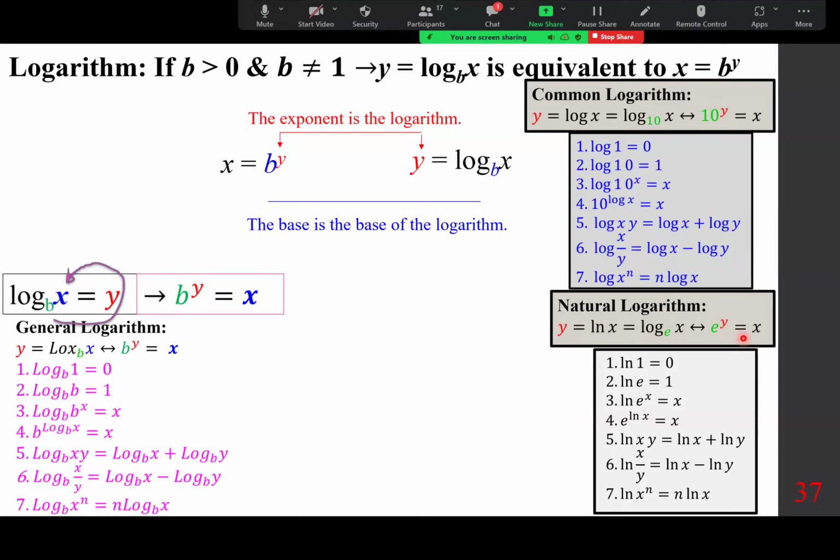Here are the properties: ln 1 is equal to 0, and the rest of them, just as an example again. Log b base b, when we go with natural log, the base is e, so ln e is equal to 1. Log b to the power of x, when the base is b, you're going to write ln e to the power of x, because the base is e when you say ln, and the rest of it follows as well.